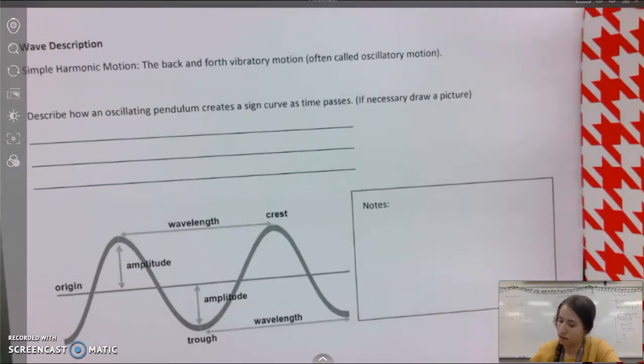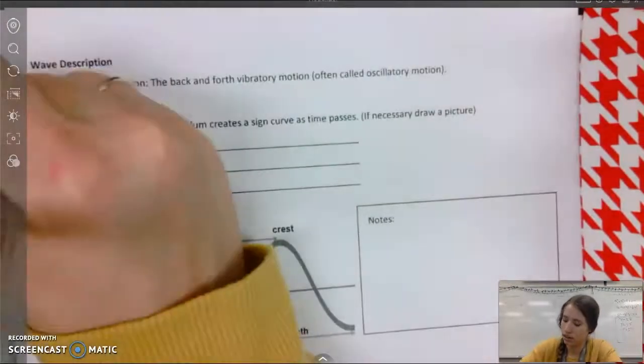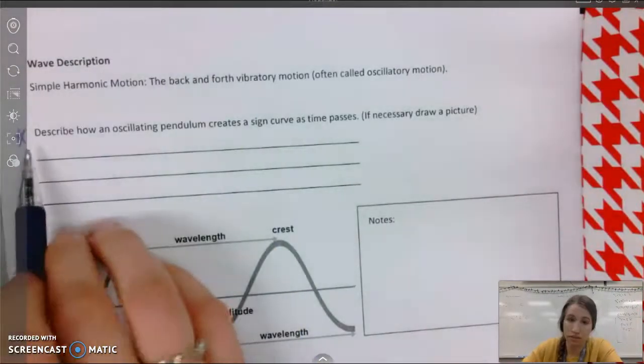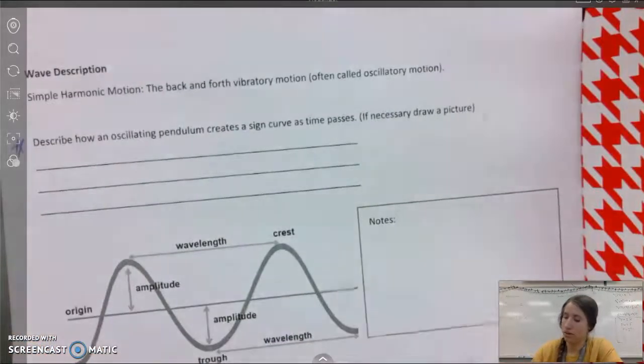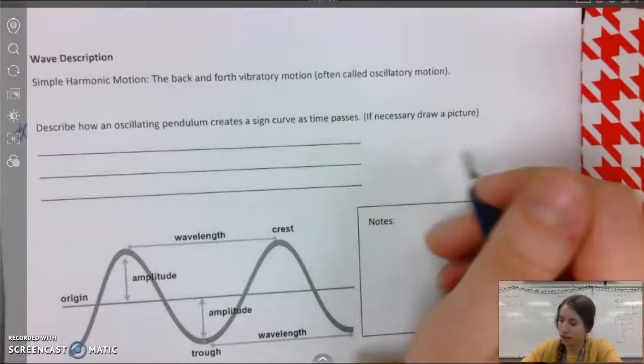Okay. Now, for this part here, there's a great animation of this that I want you to go through in your notes, and then I want you to take some time to draw a picture of what's happening there.